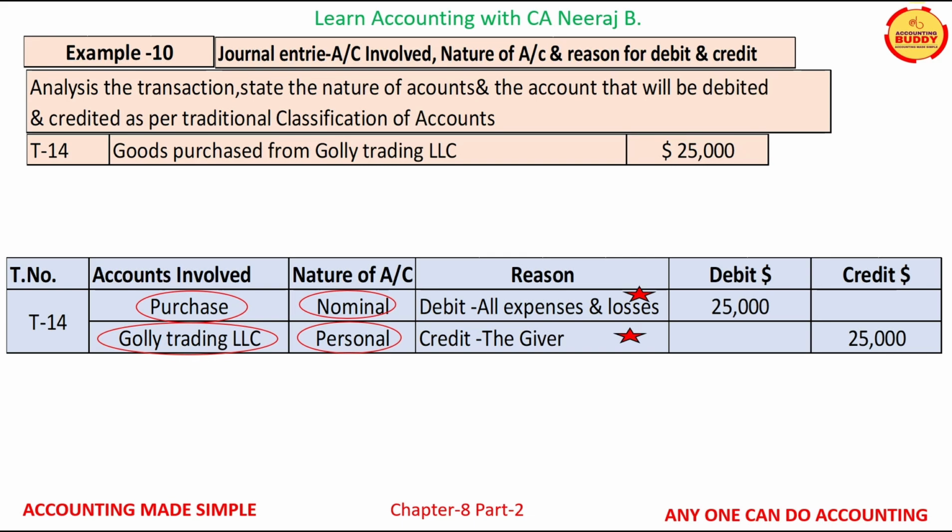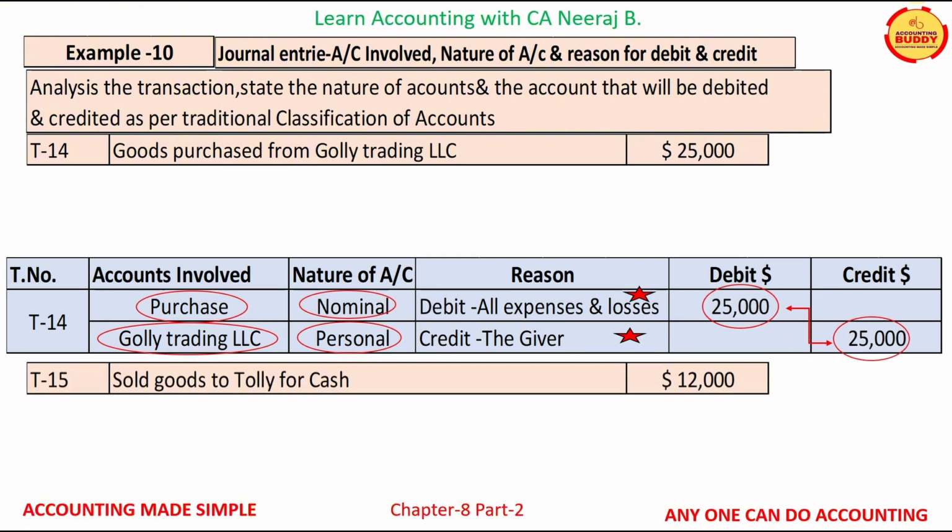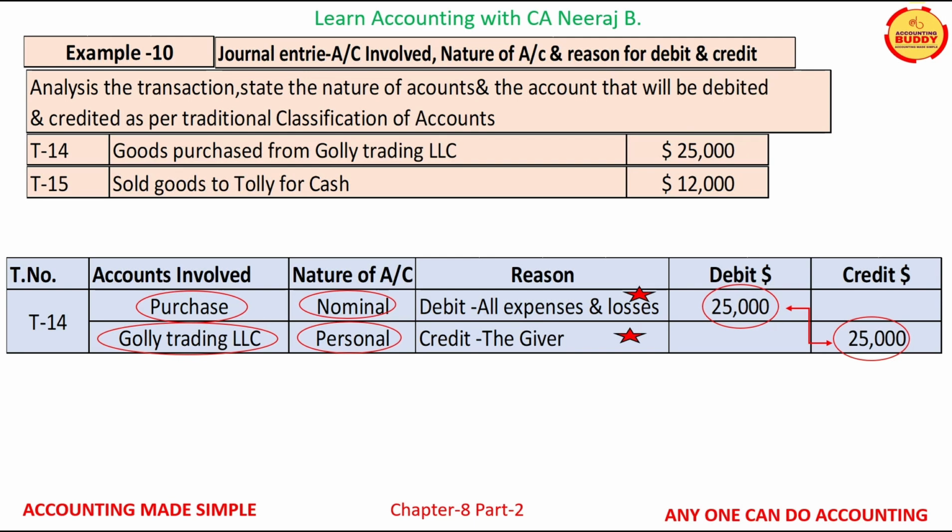Therefore, Goli Trading LLC account is credited. In this manner, this transaction is recorded for $25,000. Transaction T15 is goods worth $12,000 are sold to Toli for cash.